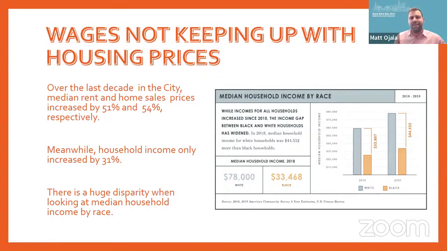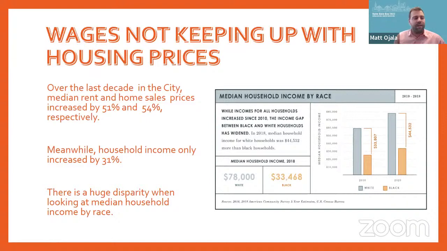All of this work is happening because there is a great need for affordable housing in Charleston, and because it's a challenge that isn't getting any easier. Wages are not keeping up with housing prices in our city. Over the last decade, median rent and home sales prices have increased by 51% and 54% respectively. Meanwhile, household income has only increased by 31%.